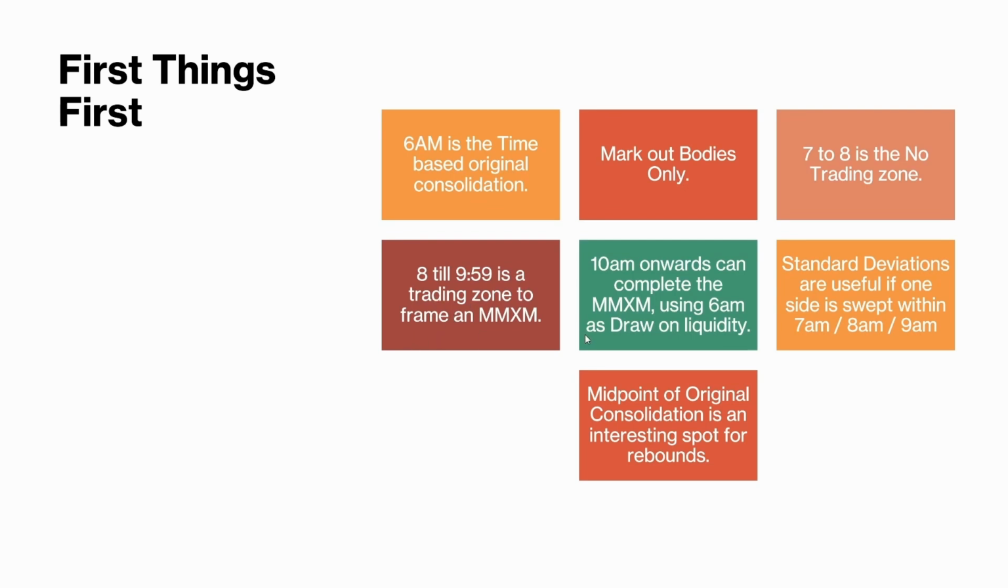an MMXM, right? 10 a.m. onwards can complete the MMXM using the 6 a.m. as a drawn liquidity, right? It's a can, doesn't mean it will, okay? Standard deviations are useful if one side is swept within the 7, 8, or 9 a.m. time frame. Midpoint of original consolidation is a very, very interesting spot for rebounds, okay?